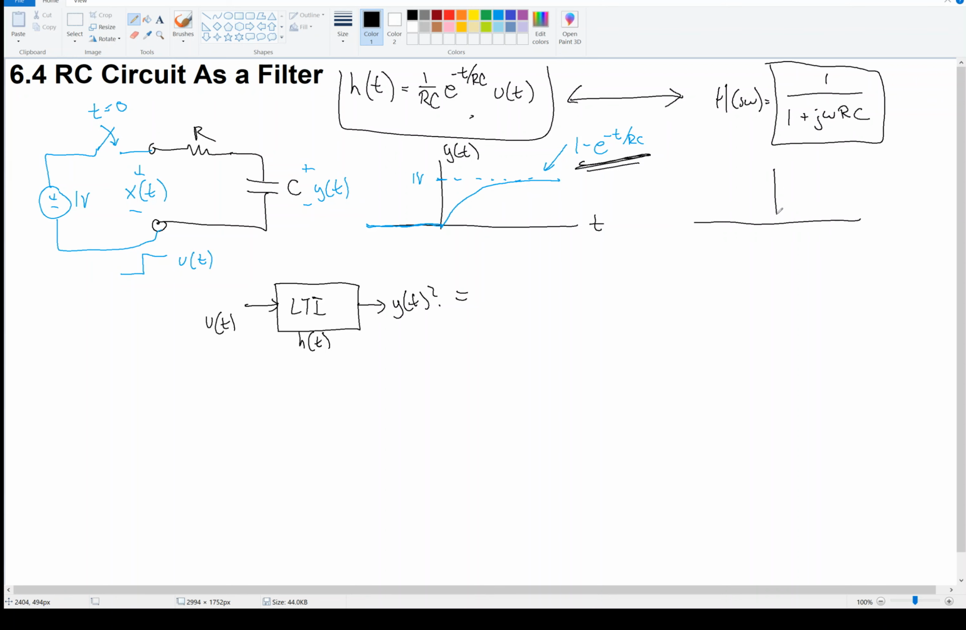So I'm going to do this rather quickly, and I'm going to assume that you know convolution. I'm going to flip the unit step and plot it versus tau. So this is u of minus tau. And then right below that, I'm going to draw the impulse response versus tau. So the impulse response is 0 because of the unit step, and then it decays like this. And this is 1 over RC e to the negative tau over RC. Okay?